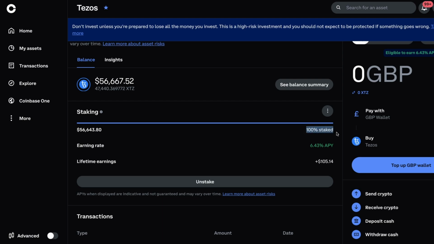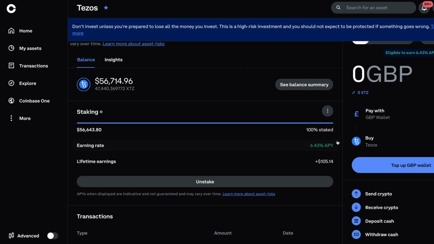I've staked everything here, but there is usually a button down here that says stake more. Then you would manually select money to stake and lock it in. But because I've got everything in the staking wallet, I can only unstake. You do have to manually stake any of your crypto, and it has a fairly decent annual interest amount, 6.43.